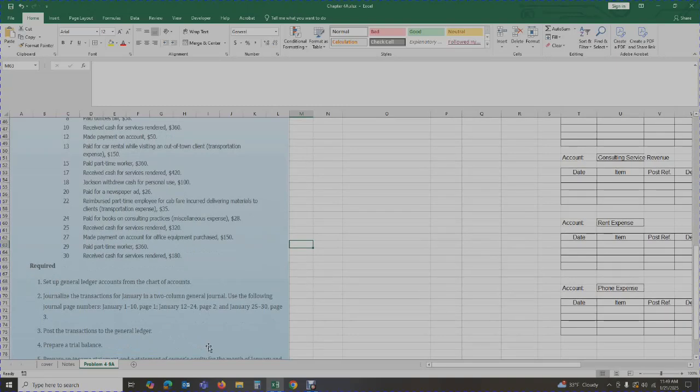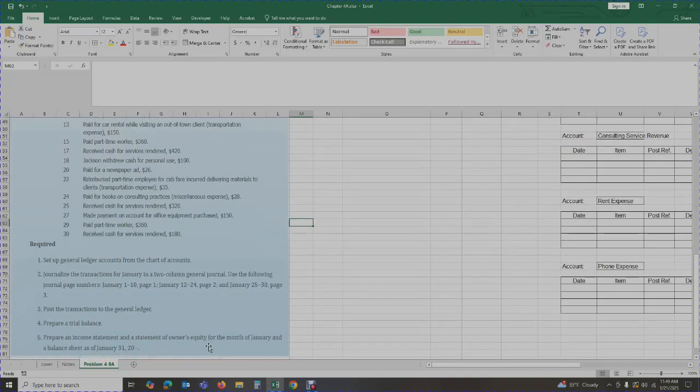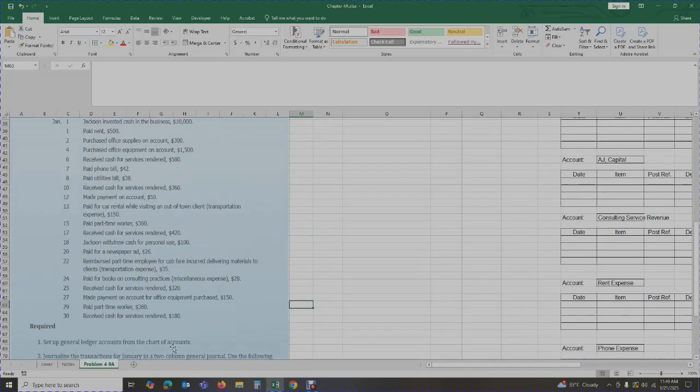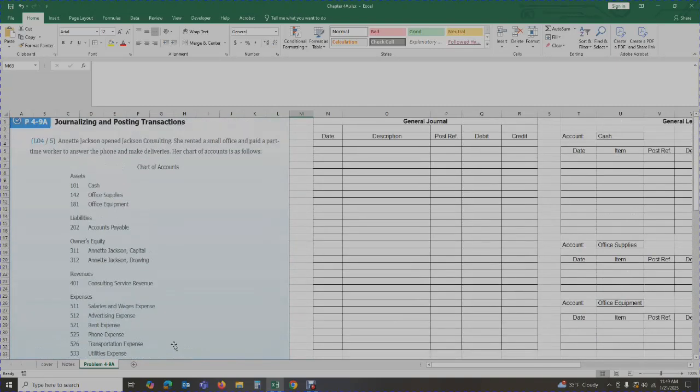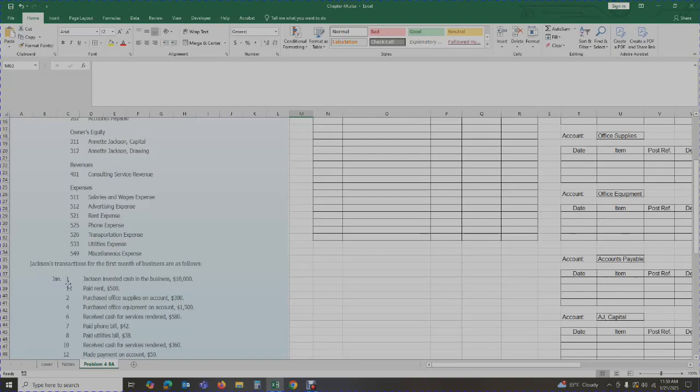And then once we've done that, we have to post the transactions to the ledgers and prepare a trial balance, prepare an income statement, and a statement of owner's equity. Now, this problem in the system is broken down into 2, Part A and Part B. Part A is basically just doing the journal and the ledgers, okay? Part B deals with the trial balance and the financial statements, okay? So I'm only going to focus in this problem on the first part, which is journalizing and posting to the ledgers, okay? So let's go ahead and let's look at the first transaction, okay?